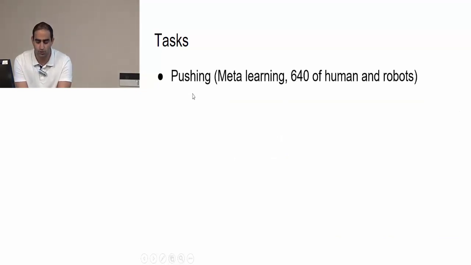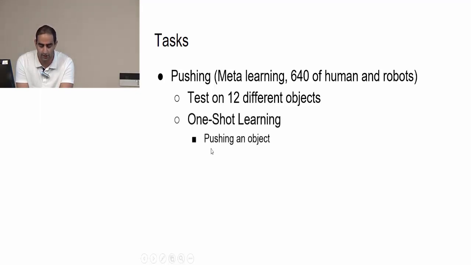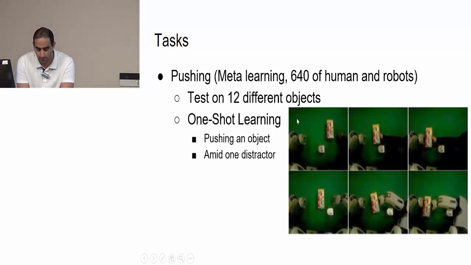Another task is pushing, and they use 640 human and robot demonstrations, and they use 12 different objects which were never seen during training. Again, they use one-shot learning, and the task is to push an object to the left when there is another object on the table. For each of these 12 objects, there's only one video. That's one-shot learning. For the test, they just have one demonstration of a human pushing something to the left.